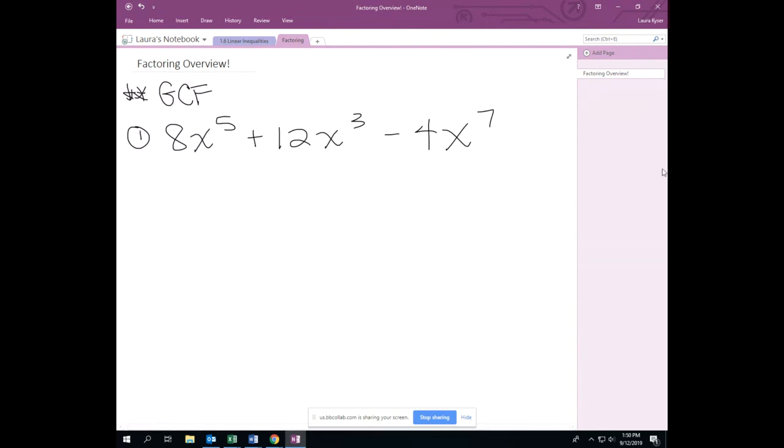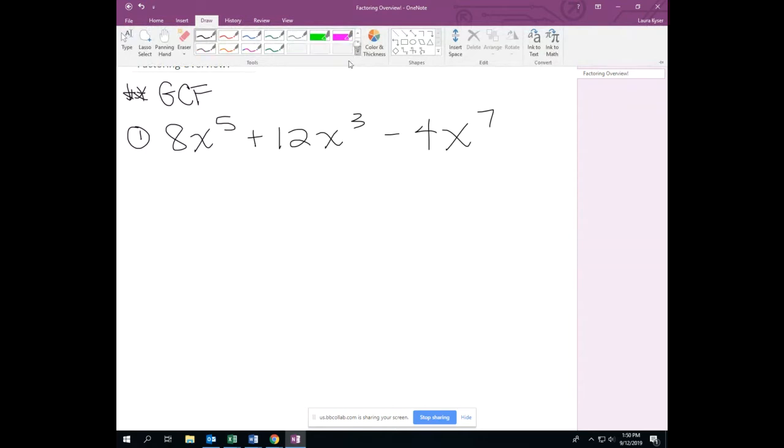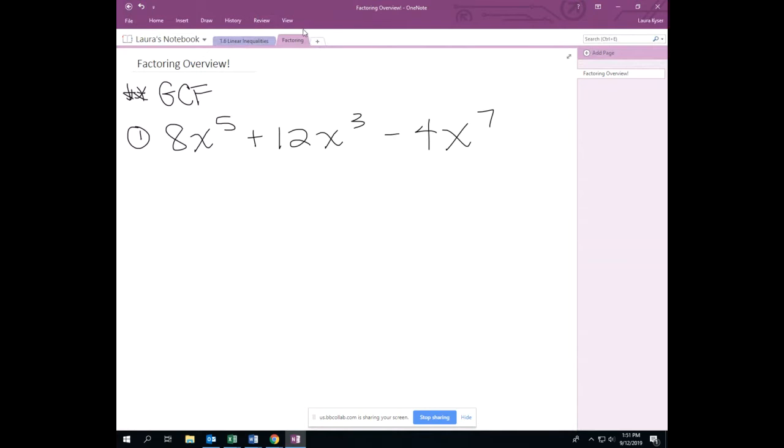So here's my polynomial, and it contains powers ranging from 5, 3, and 7, and it's got a bunch of coefficients. What I'm really looking for is what can I divide out of all of these terms? That is what the GCF is, what we can take out. So I consider everything separately. I start with the coefficients. So I want the largest number that divides into 8 and 12 and negative 4, which is going to be 4.